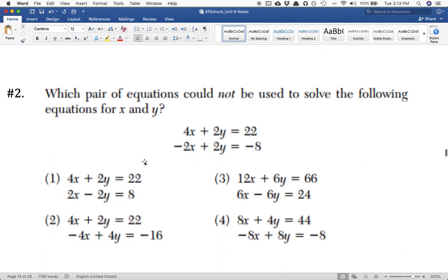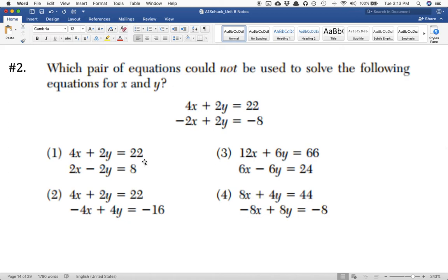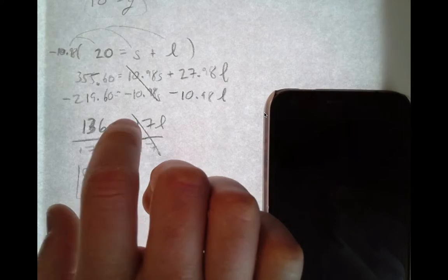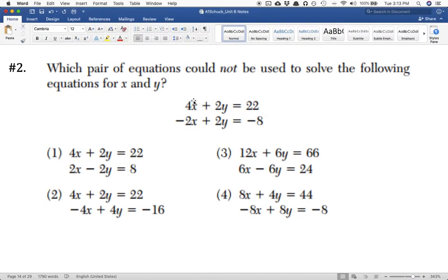Let's keep going. Question number 2. Which pair of equations could not be used to solve the following equations for x and y? Now, this is a type of problem that relies on you knowing how to do the elimination method that we've been using so frequently. So let's take a look. I have 4x plus 2y equals 22, negative 2x plus 2y equals negative 8.